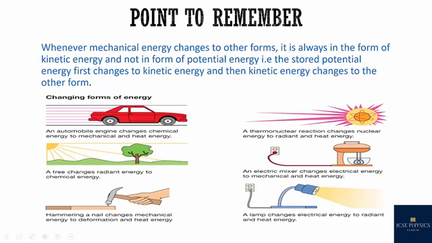Here an automobile engine changes chemical energy to mechanical energy and heat energy. Similarly, a tree changes radiant energy to chemical energy. Hammering a nail changes mechanical energy to deformation and heat energy. Similarly, in every example you can find that energy changes from one form to another. So basically, energy can neither be created nor destroyed. It can only be changed from one form to another. And when mechanical energy changes to other forms, it's always in the form of kinetic energy.